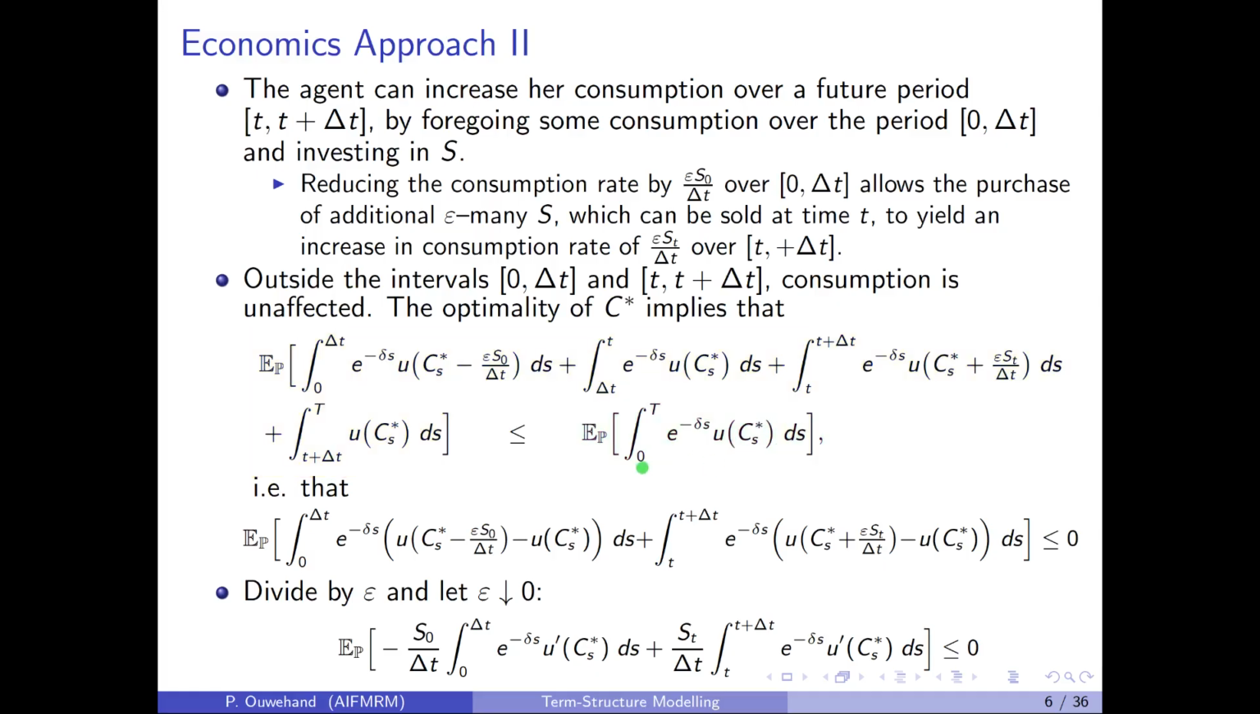Now if we split this integral here into the 4 time intervals that we have over here, namely from 0 to delta T, delta T to T, etc., then we see that 2 of these integrals are exactly the same, namely this integral here and this integral here. And thus the optimality condition yields the following equation.